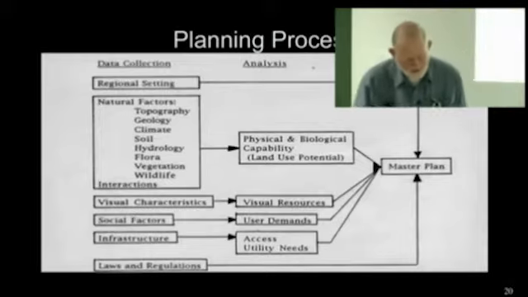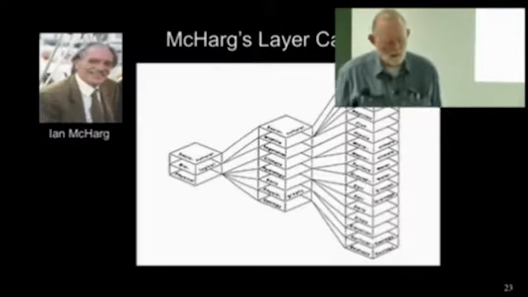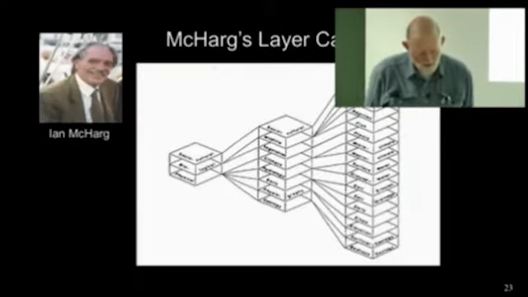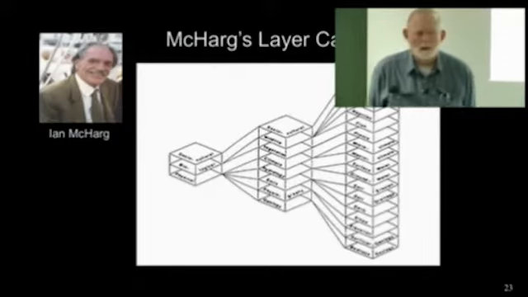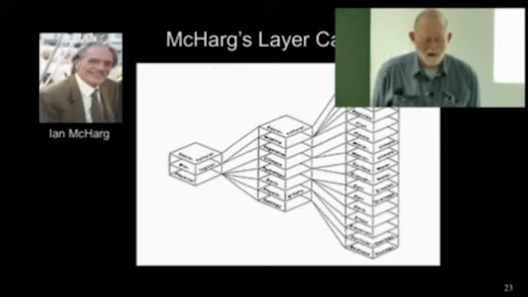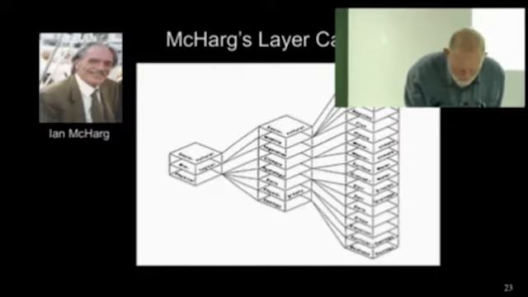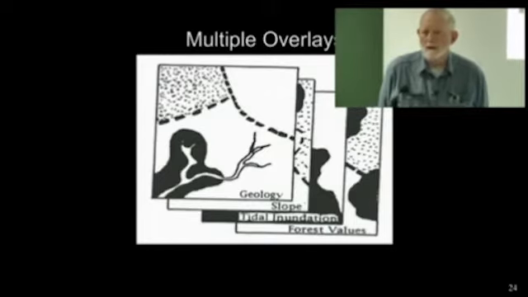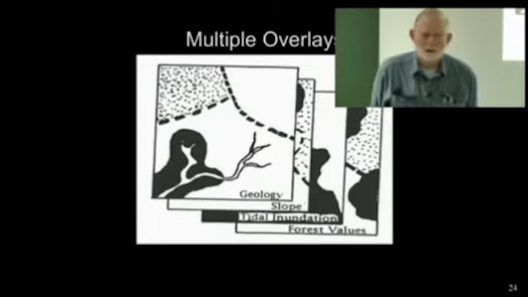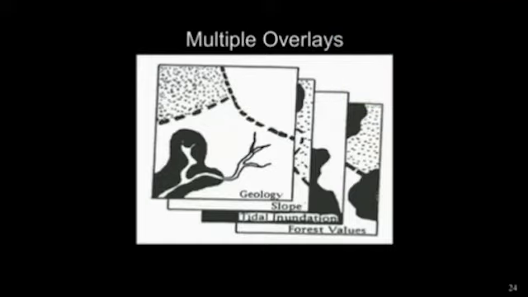McHarg has suggested that his layer cake, he did not call it a layer cake, but it's certainly been called that by all of the rest of us, might be a way of looking at constraints and opportunities relative to these factors. And he proposed, before we had computers, that multiple acetate layers of maps could be proposed on a clear piece of acetate. You could draw a map that identified the constraints for a particular project based on geology or based upon tidal inundation or based upon forest values.